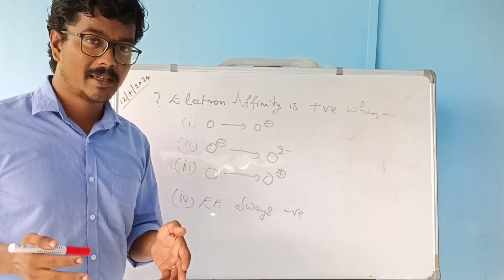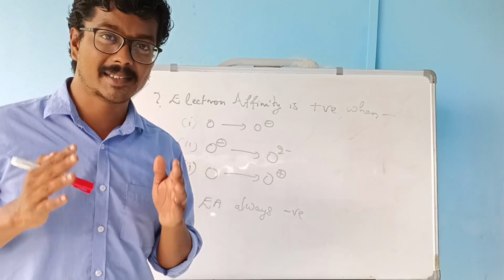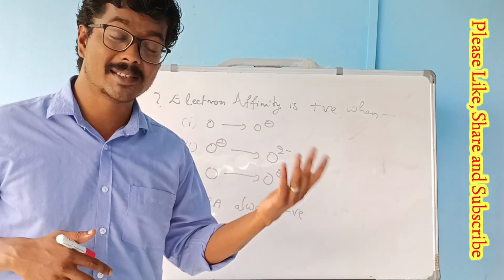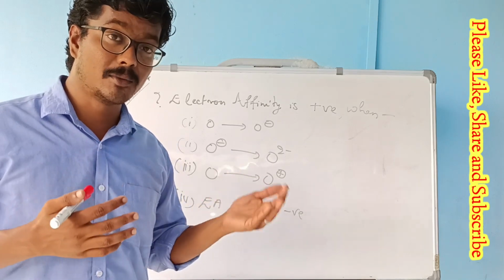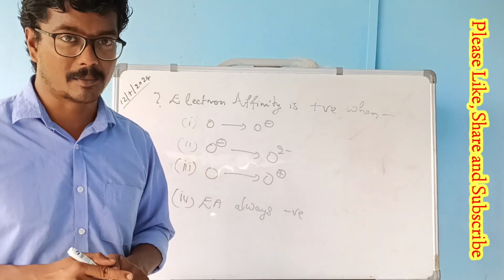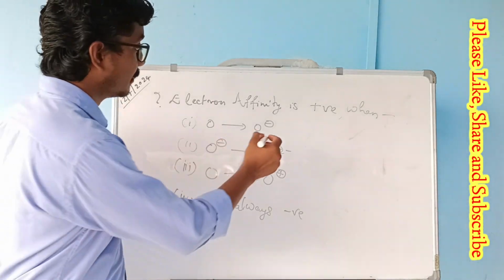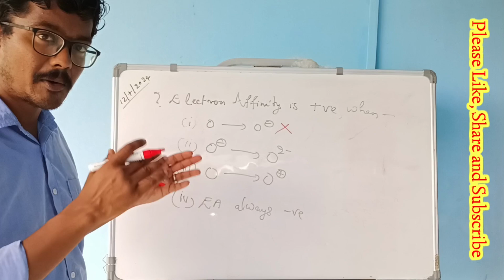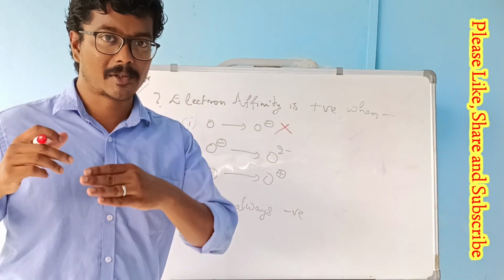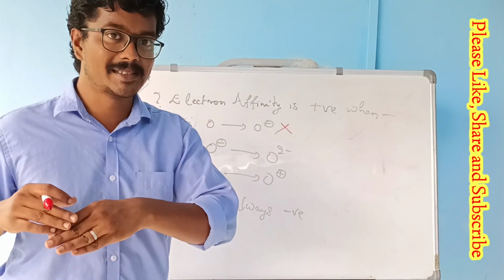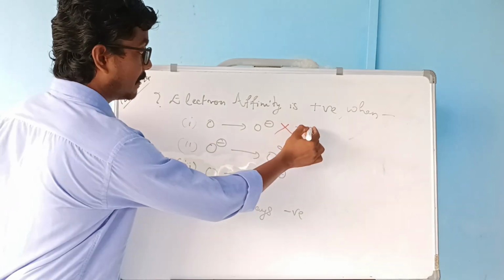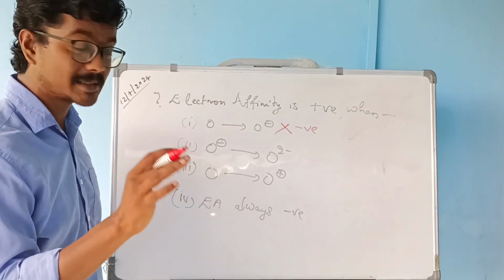From the definition itself, it is clear that electron affinity is the amount of energy released when an atom in its neutral state accepts an electron. So the electron affinity process is exothermic, so it is negative, which makes this option wrong. When an oxygen atom is converted to O minus, it accepts an electron and energy is liberated, which means it's exothermic. So the energy release is negative.